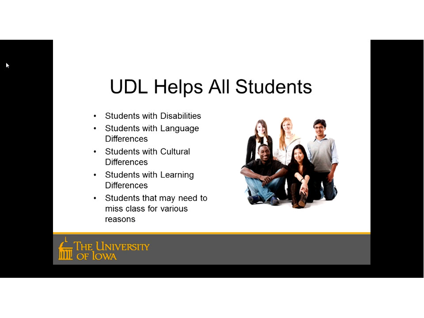Students with learning differences, again, universal design for learning just provides multiple ways to learn. So some students might be visual learners, some students might be auditory learners, some people might learn by doing things. By universally designing a class, we're providing access to all those different types of learners.